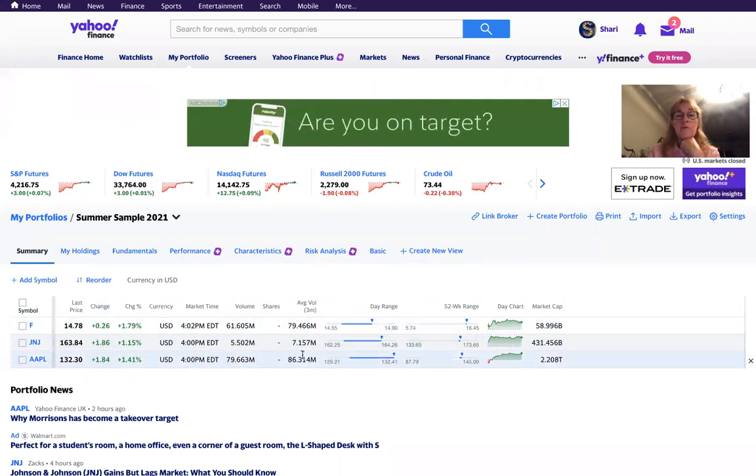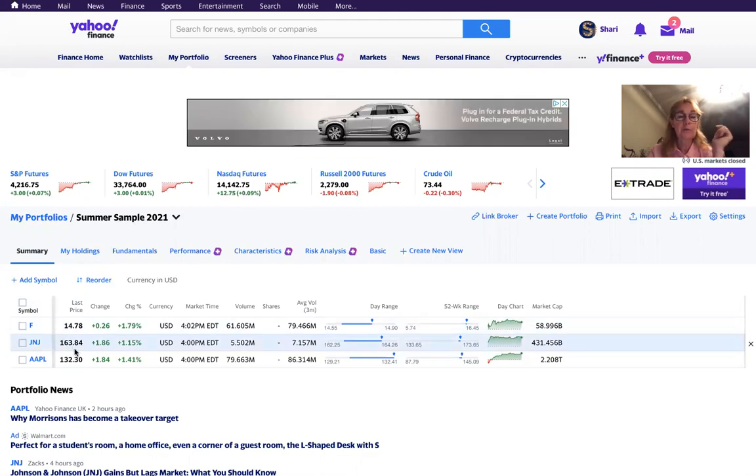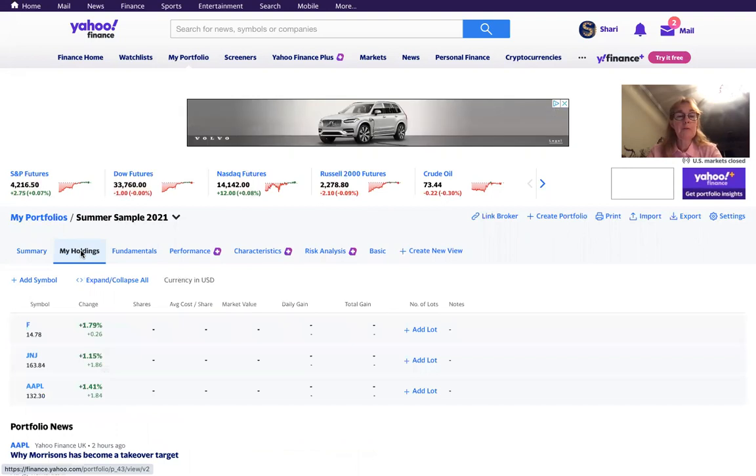Then you go to My Holdings right here. Now, if you just put 1 in and hit return, you get this page and there's only 1. Just come back here to add symbol, to add the rest of your symbols if you didn't do it all at once like I did. Okay, then now you have to put in the number of shares and the price. So you come to My Holdings, then you put in Add Lot.